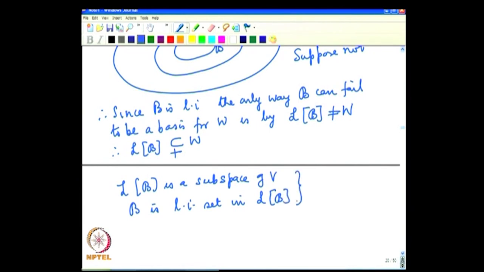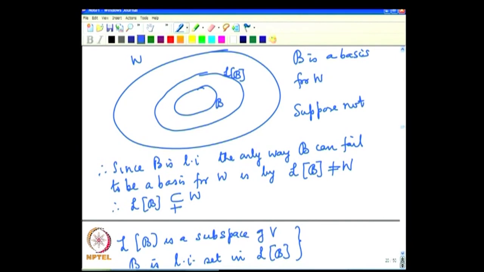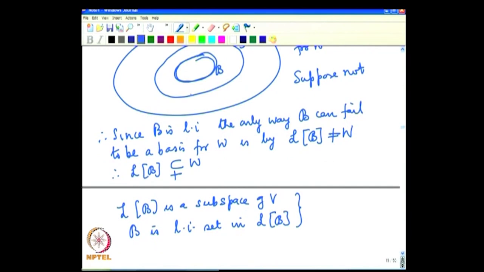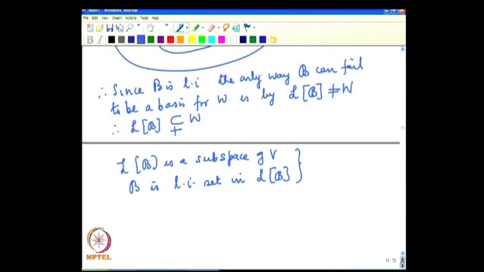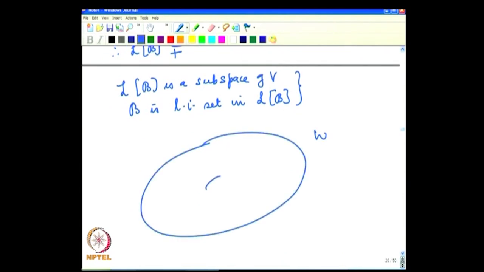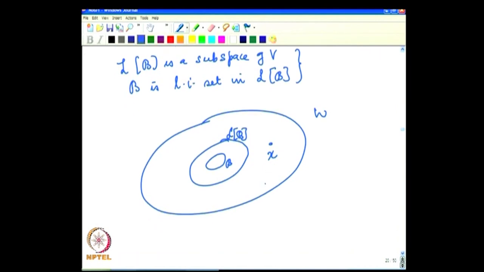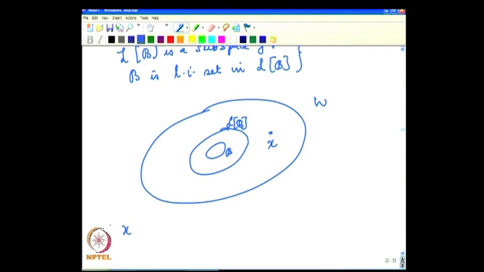These two we observe, because now LB is a subspace by itself and B is sitting inside LB. So, B is a linearly independent set in W, but now we have got LB is not all of W, and therefore, there is some vector. Let us draw the picture again. So, here is W, here is B, here is LB, and LB falls short of W, because we assume that B is not a basis, and therefore, there is a vector x in W which is outside LB. So, there exists x in W such that x does not belong to LB. Now, B is a linearly independent set in this subspace, and x is outside that subspace, and therefore, B together with x will still be a linearly independent set in W.